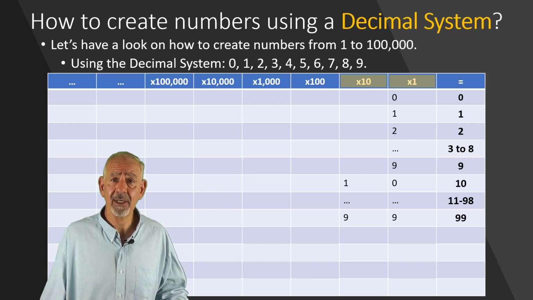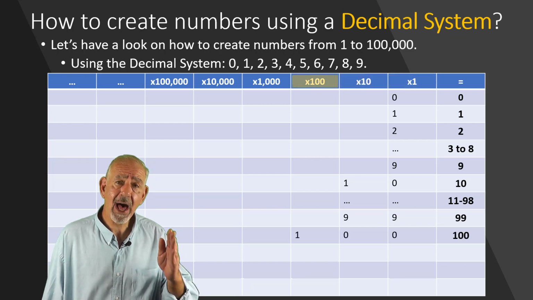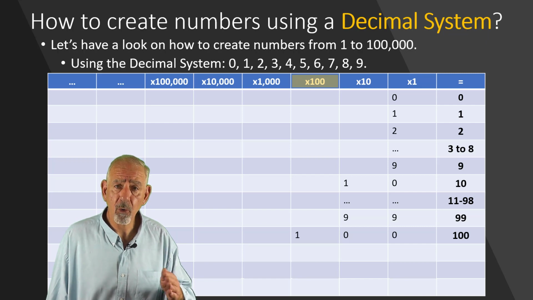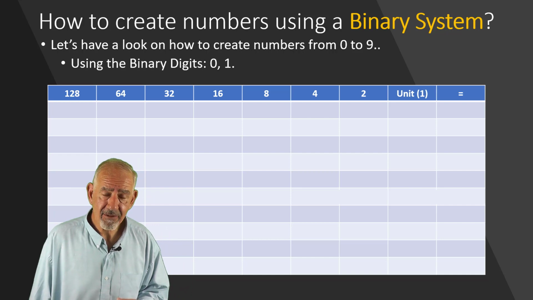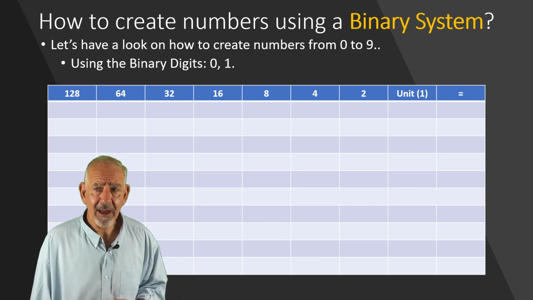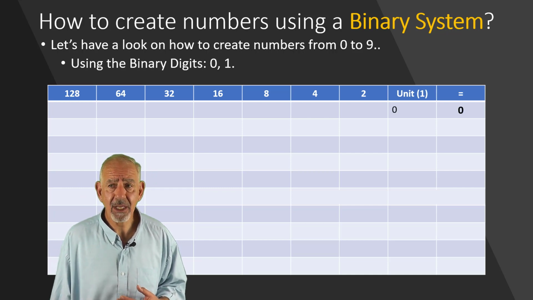And then we say, oh, we have no more digits. So we move the 1 across into the hundreds column. And then we start again, 100 all the way to 1,000, then to 10,000, then to 100,000. Get the idea? Well, it's exactly the same with binary. We only have 2 digits to work from. So if we have a look at what we have here, instead of going up in tens, now we're going to go up in 2s.